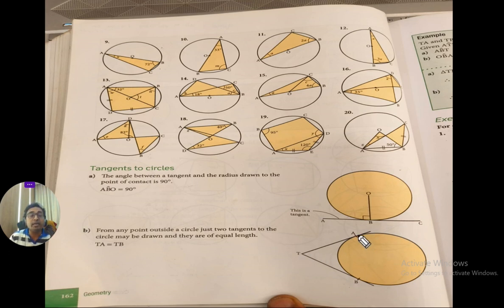Second क्या बोल रहा है? From the point T we can draw only two tangents to the circle. One will be here, another will be there. Not more than that. Also not less than that. Two and only two. No other options. And both are equal. So TA is equal to TB. That being the case, AB अगर segment को join करेंगे तो TAB is an isosceles triangle. Clear? ये point को remember करो क्योंकि इसको हमें next use करना है.